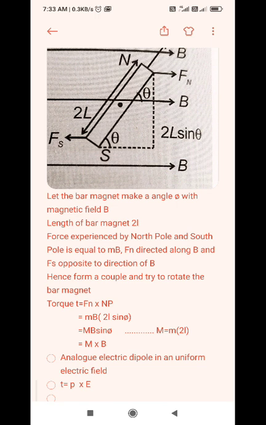This is analogous to the electric dipole in a uniform electric field, where the torque on the electric dipole in a uniform electric field E is equal to P cross E, where P is the electric dipole moment. And in case of a bar magnet in a magnetic field, it is M cross B. Tau is equal to M cross B.